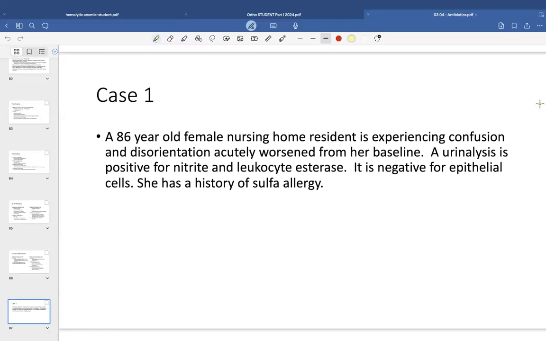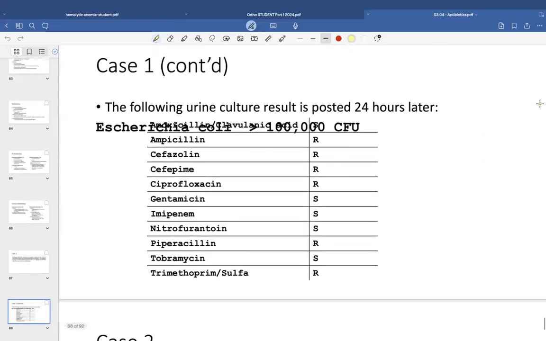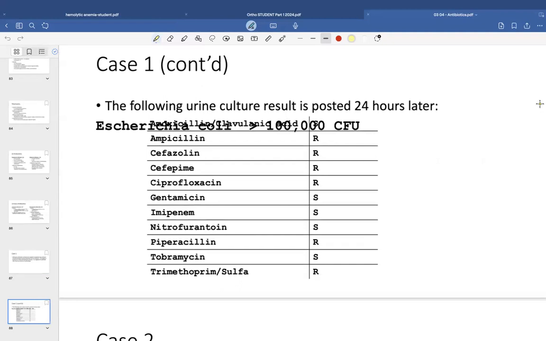You get back culture results 24 hours later. It identifies the bug as E. coli, greater than 100,000 CFUs. And then your sensitivity report is as listed there. Ampicillin is resistant, Bactrim is actually resistant, Cipro is resistant, sensitive to gentamicin, resistant to some others.